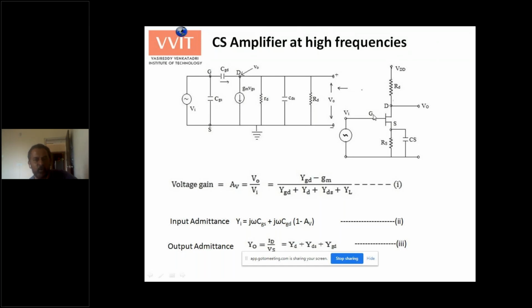The FET is connected in CS mode, and this is the equivalent model. There are three capacitances. One is CGS, the capacitance between gate and source. The other one is CGD, the capacitance between gate and drain. And finally, you have the drain to source capacitance.